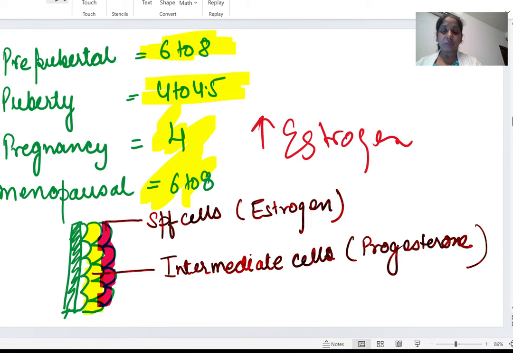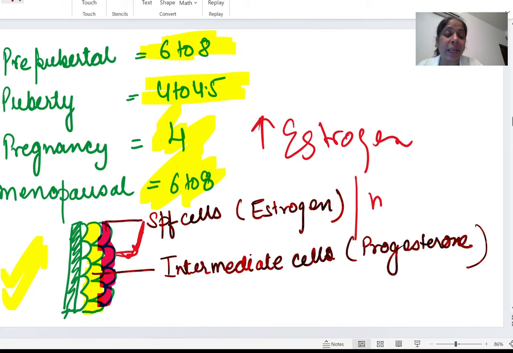Now, this diagram is of the vaginal epithelium. The superficial cells are the first layer, these red colored cells. It is stratified squamous. Superficial cells are due to estrogen. If estrogen is absent, like in menopause or pre-puberty, there are no superficial cells. These superficial cells are also known as mature cells.